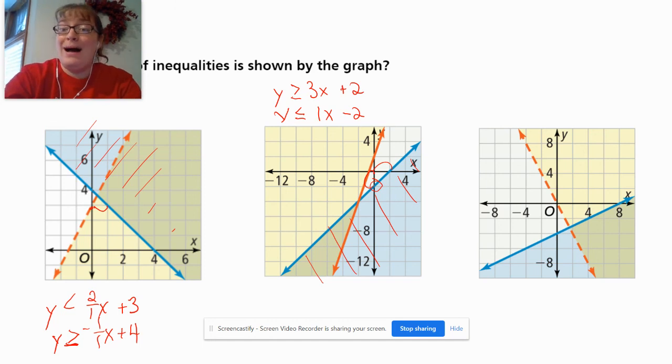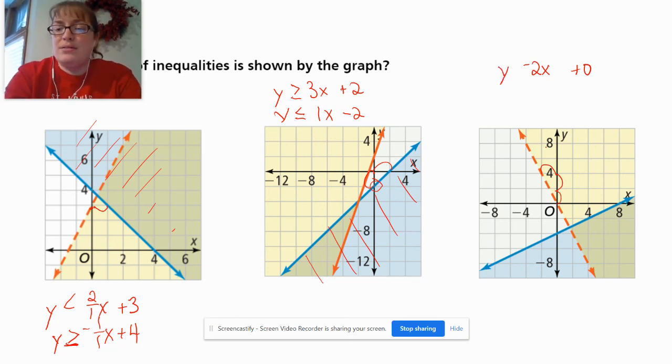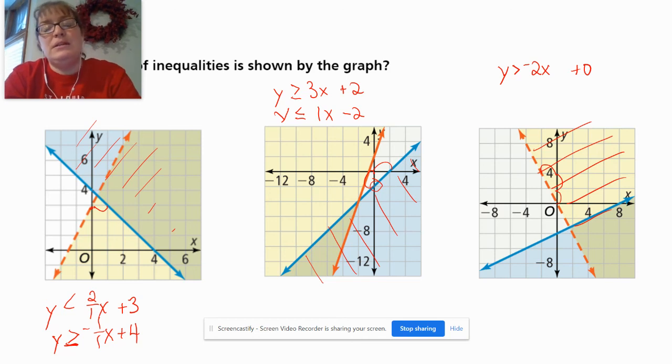Okay, y or the red line first. Looks like it's crossing at 0, so we can say plus 0, and then we're going to look at the slope. Looks like I'm rising 2, 4, and over 2. I'm sorry, rising 4, but to the left 2 would be negative 4 over 2, or 4 over negative 2, which turns out to be a negative 2x. And then my y, I'm looking at that line again. It looks like I'm shading on this side, which would be on the greater than side. And because it's dashed, I'm just going to leave it as a greater than.